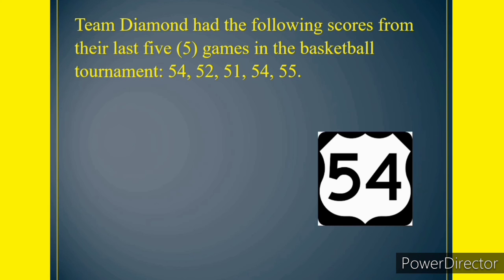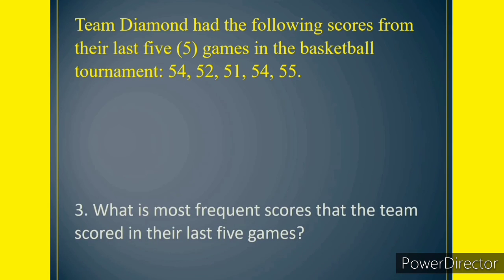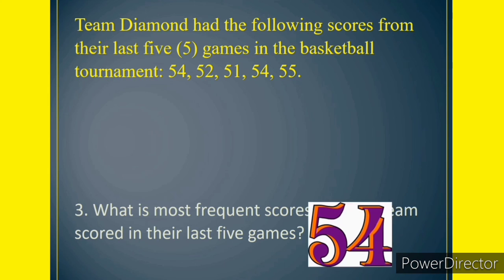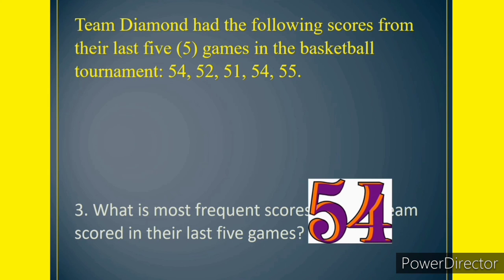Last question for the difficult round. What is the most frequent score that the team scored in their last 5 games? Time's up. Good job. We have 54. The number that most frequently appears is 54. Therefore, the mode is 54.